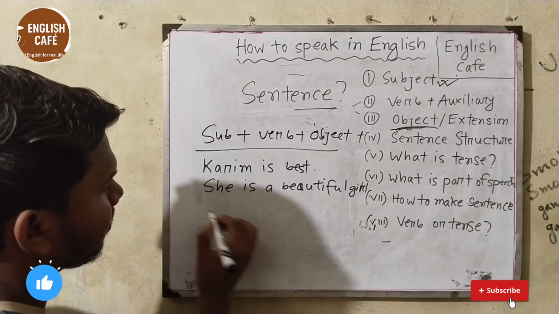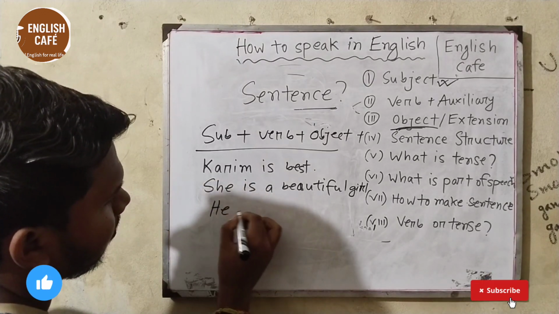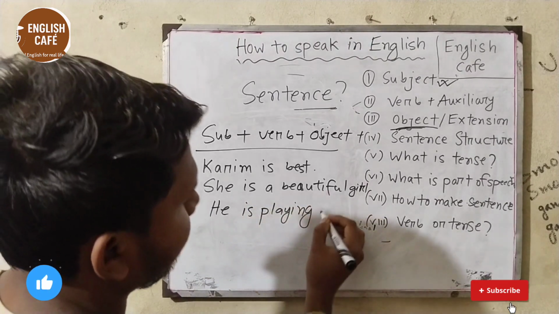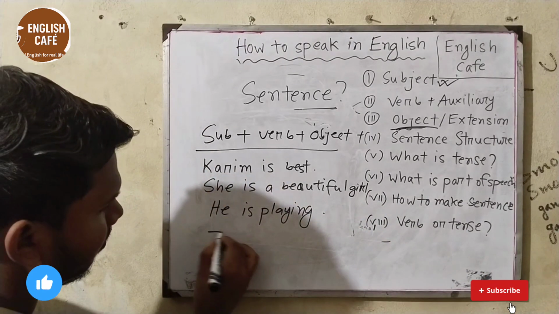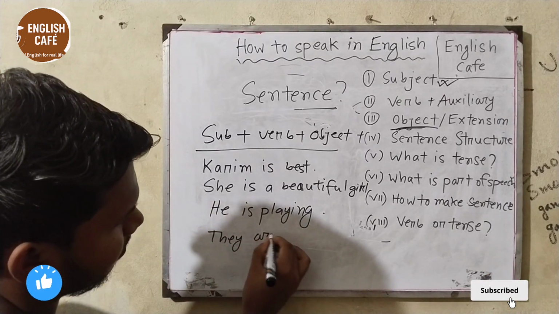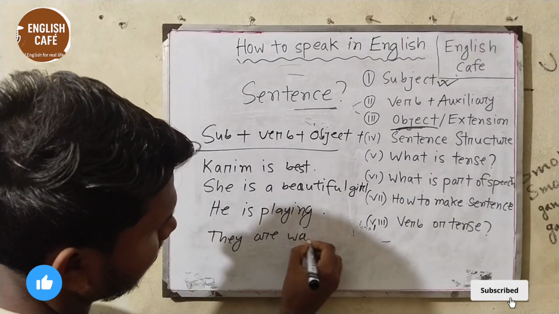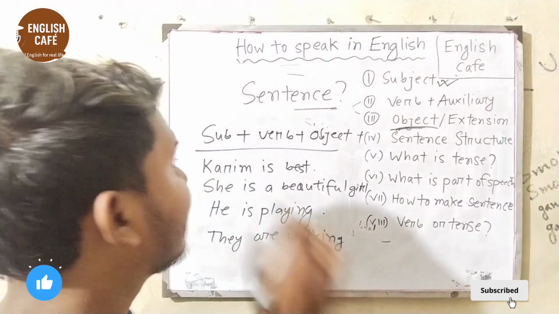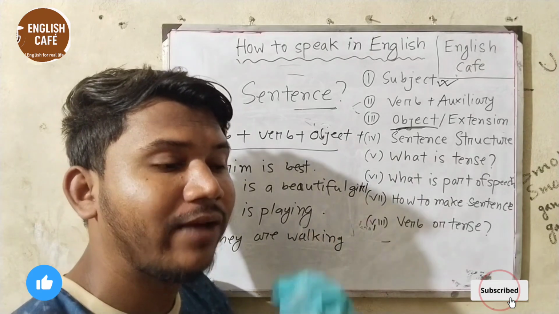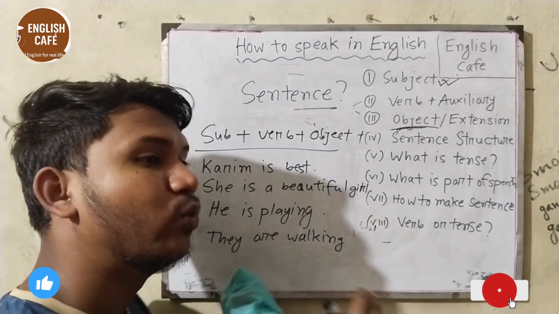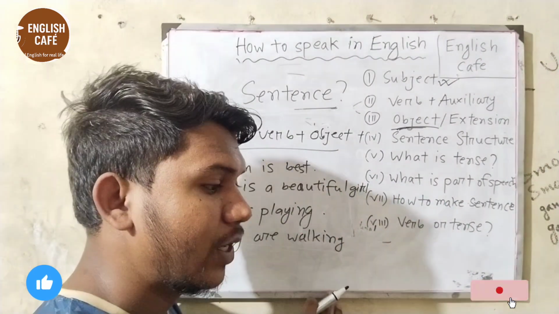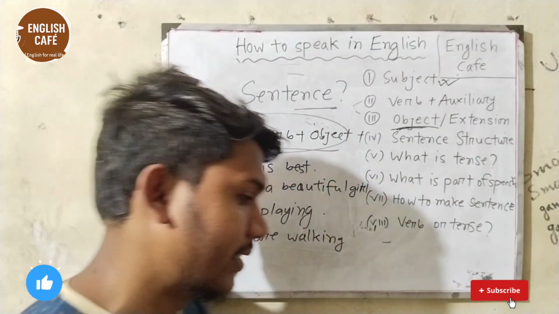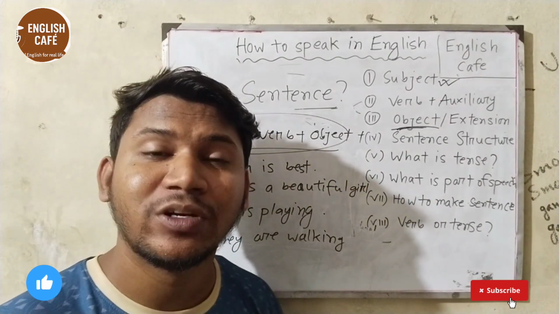We can write other sentences like: he is playing. They are walking. So using only subject, verb and object, we are able to write English sentences. We are able to speak English sentences. These are the key elements to make any kind of English sentence. I hope all of you understood this one.